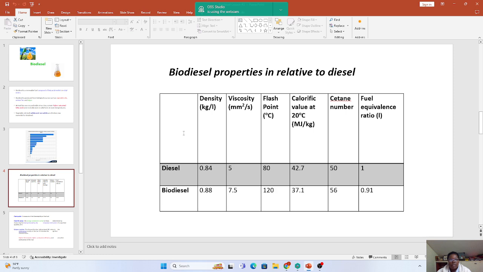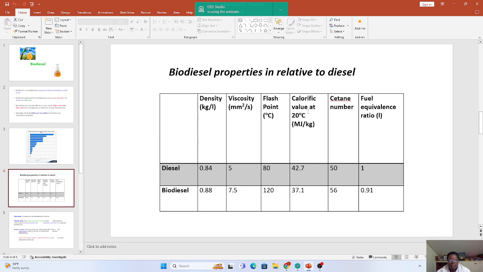And now we look at the biodiesel properties relative to diesel. Let's look at density in kilograms per liter. You can see diesel here is 0.84, while biodiesel is 0.88. So biodiesel is denser than diesel. Viscosity, millimeter squared per second, you can see here, biodiesel has a higher viscosity of 7.5 and diesel has 5. Flash point, degrees Celsius, we have 80, but diesel has very high at 120.